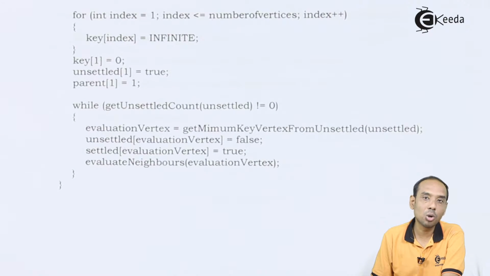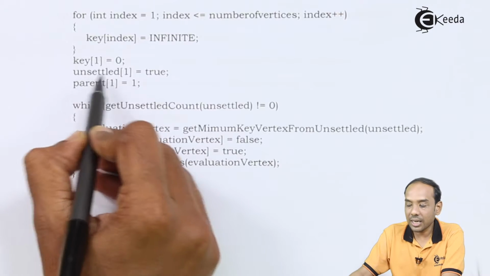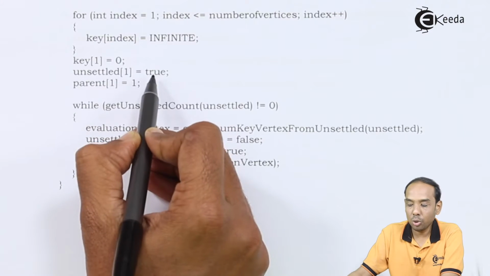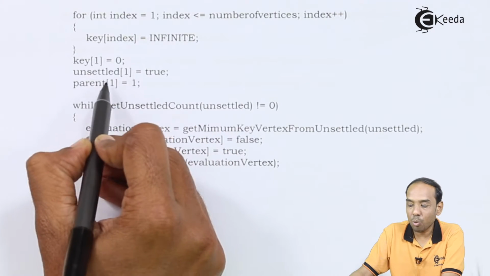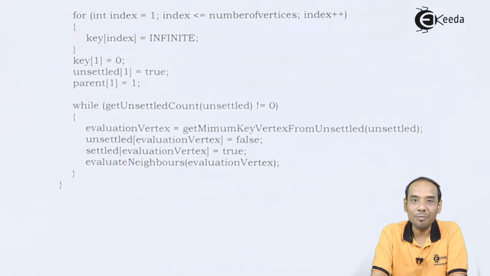If this condition doesn't hold true, then we have another set of values. We write key 1 equal to 0. Unsettled 1 index is true and parent index number 1 is going to have value as 1. This is to get the set of values.